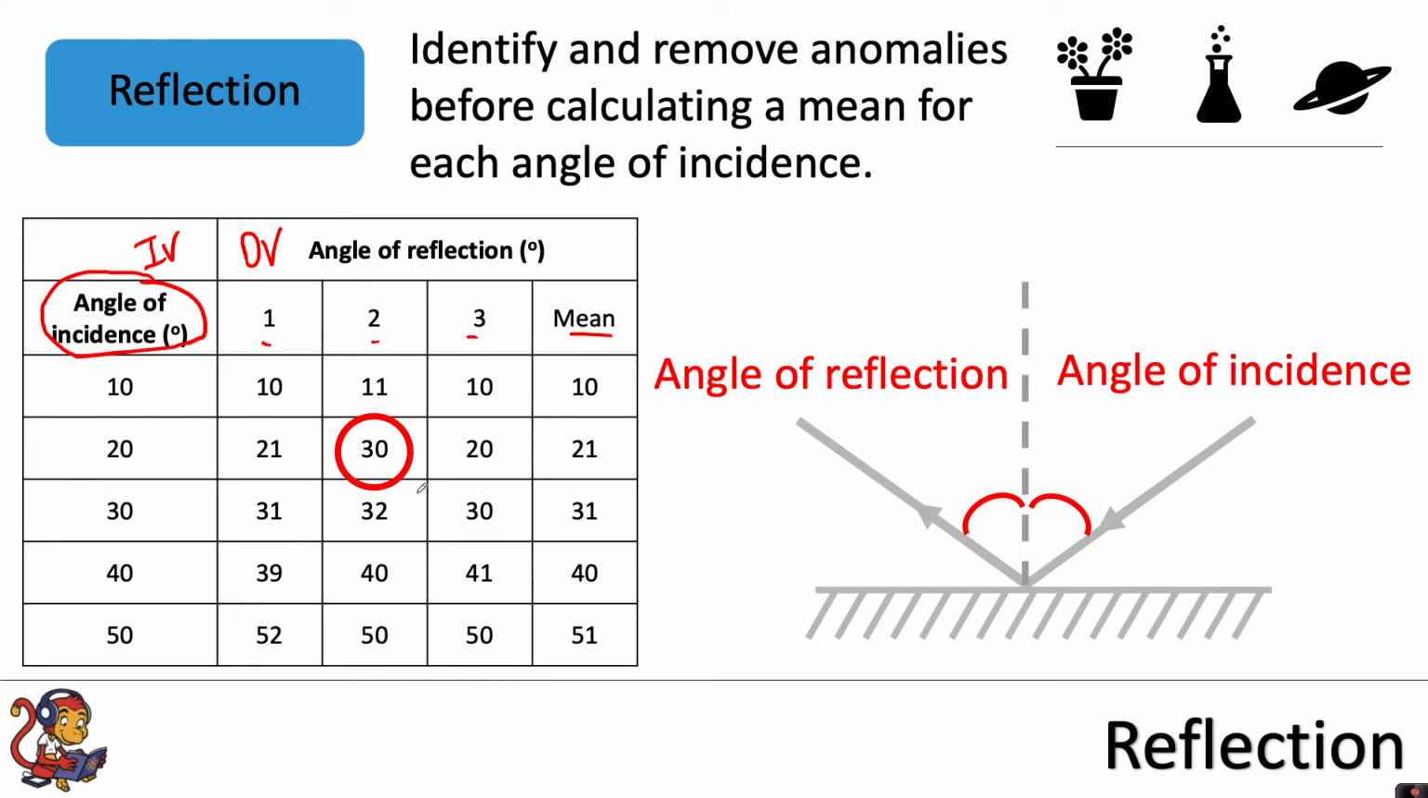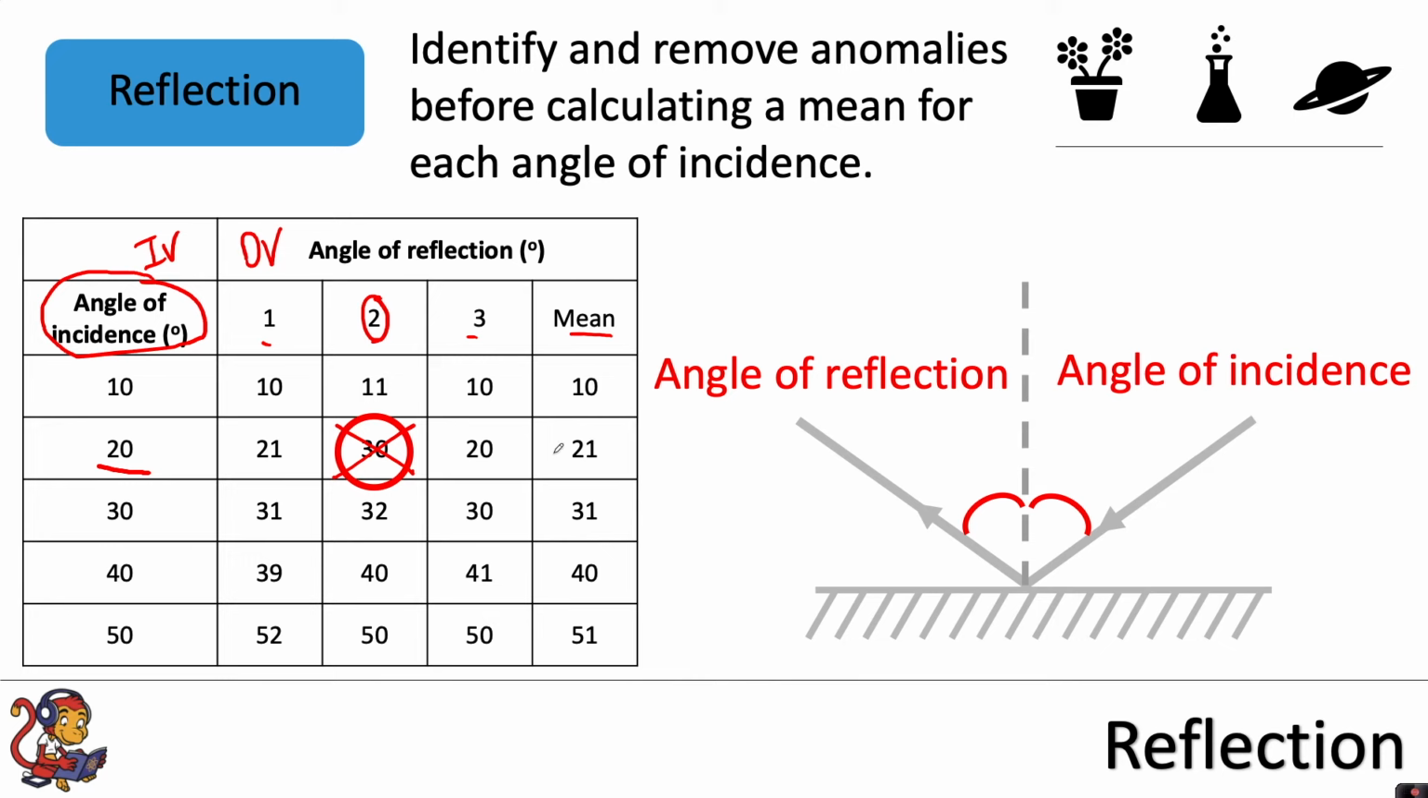So I've identified an anomaly here when our angle of incidence was 20 degrees on test 2, because our other readings were 21 and 20, and 30 here stands out as not being close to 21 and 20, not being close to the other readings. So we would remove this before calculating our mean. Notice that if I've measured the angles to the nearest degree, I've also rounded the mean to the nearest degree.